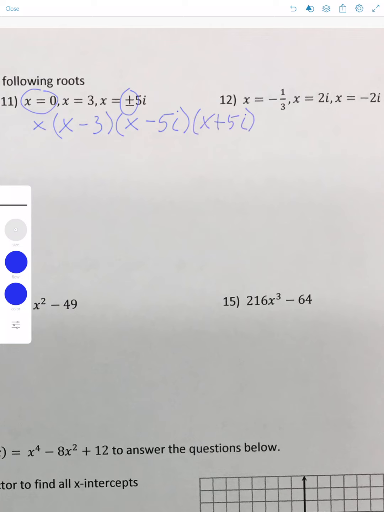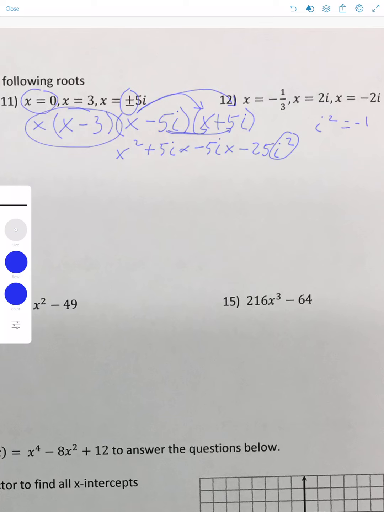Now, one thing I do want to point out is that when you go and distribute this, what's going to happen is, so I'm not going to worry about distributing this over here, but x times x is going to give us x squared. X times a positive 5i would be plus 5ix. A negative 5i times x would be a negative 5ix. And then finally, a negative 5i times a positive 5i is a negative 25i squared. Now, if you remember, i squared technically equals negative 1.